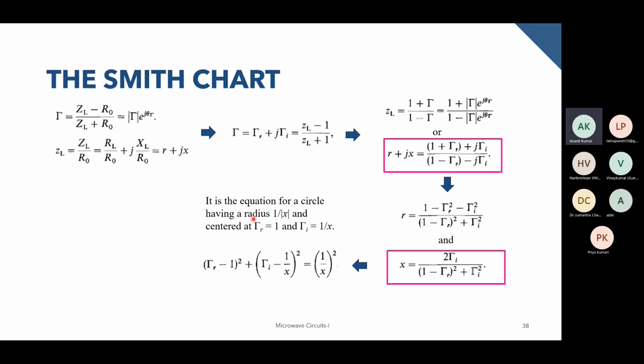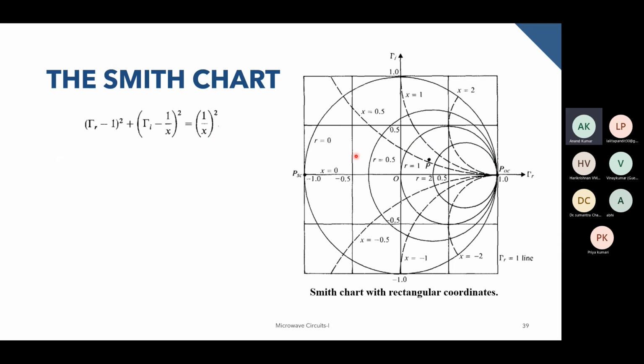So the written text over here says the radius is 1 by mod x, and the center is at gamma r equal to 1 and gamma I equal to 1 by x. And again, different values of x will yield different circles. So you'll get a family of circles corresponding to different values of x. Right now, you need to only focus on the dashed lines.